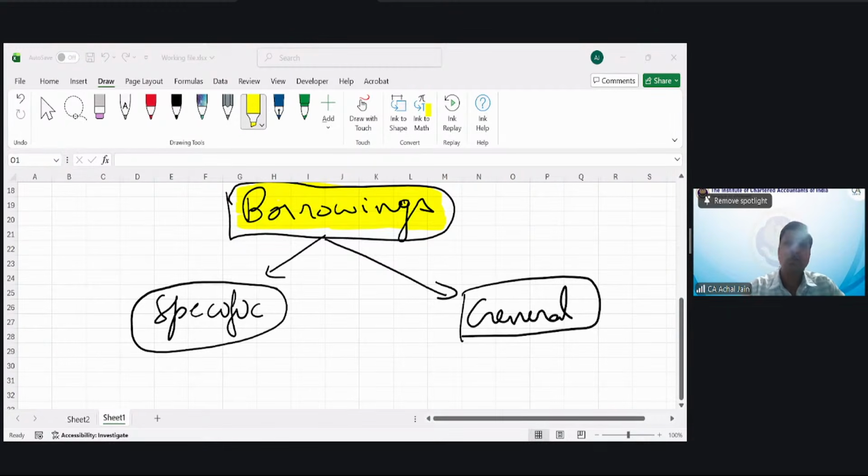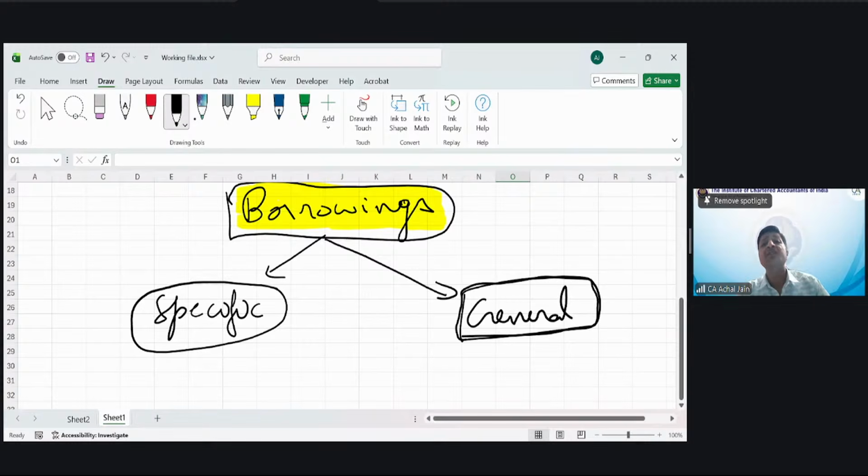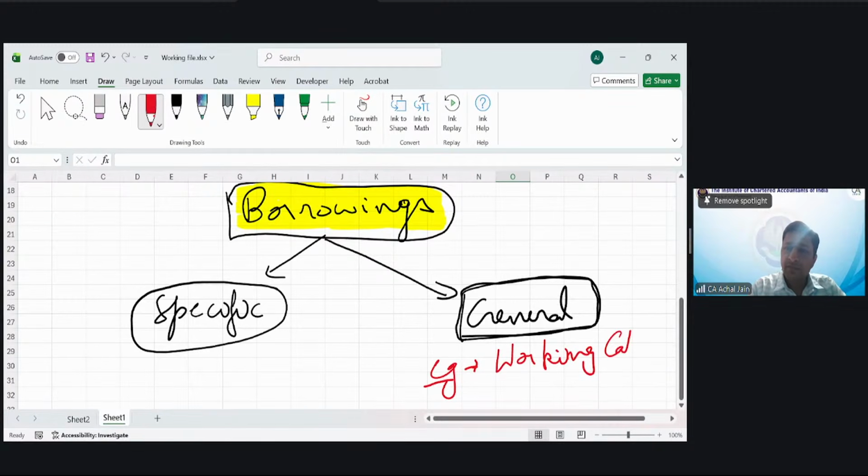But when it comes to a general purpose borrowing, means wherein the purpose is not specified, or you can say the purpose is not specifically for the qualifying asset. For example, say a working capital loan. Similarly, cash credit, overdraft. All of these are examples of what? General purpose borrowing, wherein the loan is taken by the company, but it's not specified that it is only for a qualifying asset.